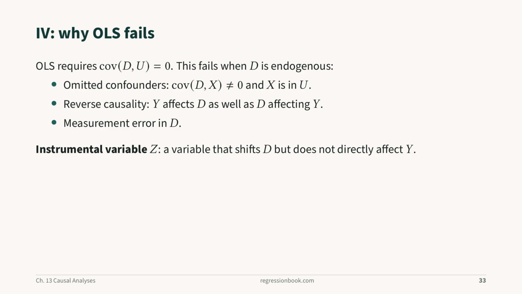Instrumental variables address an endogenous treatment where omitted confounding, reverse causality, or measurement error makes the treatment correlated with the regression disturbance. An instrument shifts treatment but does not directly affect the outcome. It isolates variation in treatment that is plausibly unrelated to the unobserved determinants of the outcome. The statistical machinery is straightforward. The hard part is defending why the instrument changes the outcome only through treatment and is itself exogenous.